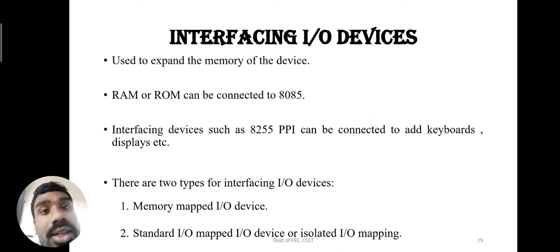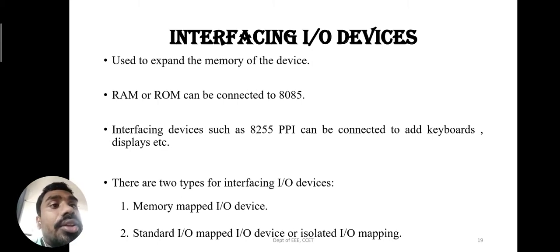RAM or ROM can directly be connected to the microprocessor, whereas the other devices such as keyboards, displays, analog to digital converters, digital to analog converters, etc., are connected to the microprocessor via the 8255 PPI. PPI stands for programmable peripheral interface.